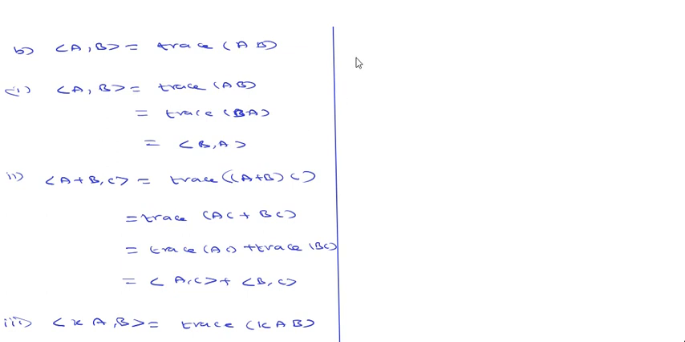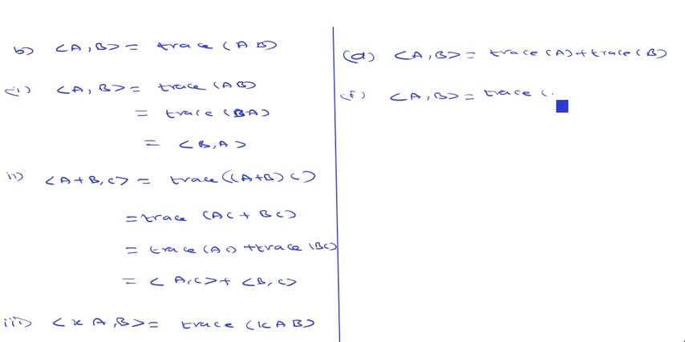So now we will check option D. It will be false. Here ⟨A, B⟩ is defined as trace of A plus trace of B. The first property will be satisfied: ⟨A, B⟩ equals trace of A plus trace of B, and this will be the same as trace of B plus trace of A, which is ⟨B, A⟩.